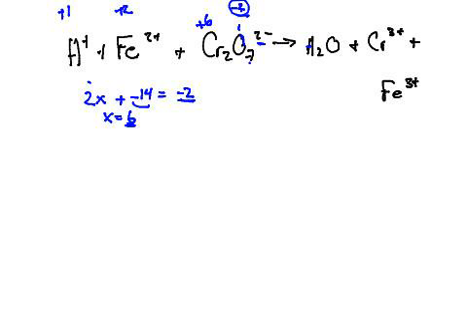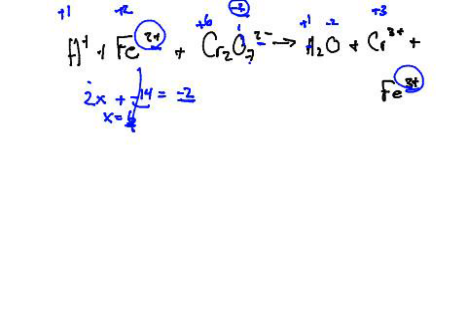What's the charge of the hydrogen in the water? +1. And the oxygen in water? -2. Chromium, very easy, +3, right? And the iron is +3. Now, whose charges are changing? Iron is going from +2 to +3.